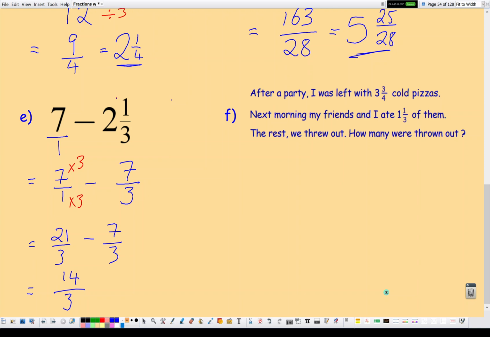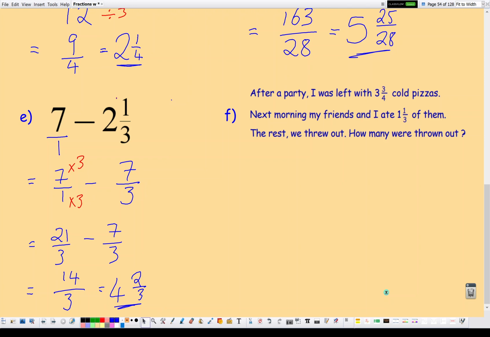Now again, to finish off, change it back to a mixed fraction. How many times does 3 go into 14? 3, 6, 9, 12, 15 would be too many. So that's 4 whole times to get to 12, and then 2 thirds left over.